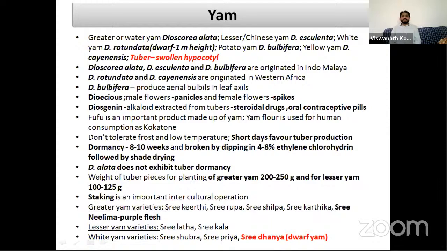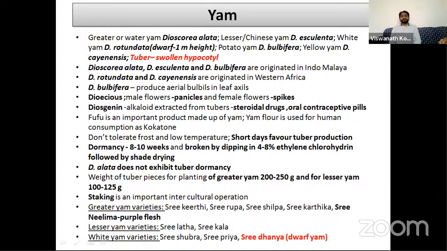The dormancy can be broken by dipping the tubers in 4 to 8% ethylene chlorohydrin followed by shade drying. But the greater yam, Dioscorea alata, doesn't exhibit any tuber dormancy. The lesser yam and white yam tubers have dormancy. For planting, the propagation is vegetative, and the planting material is tuber pieces.